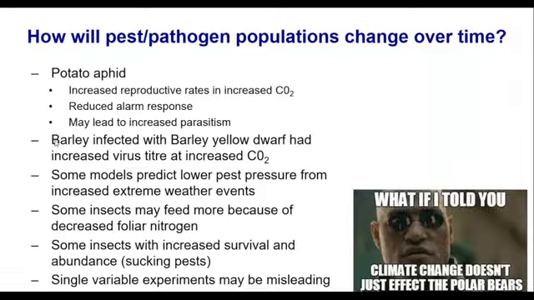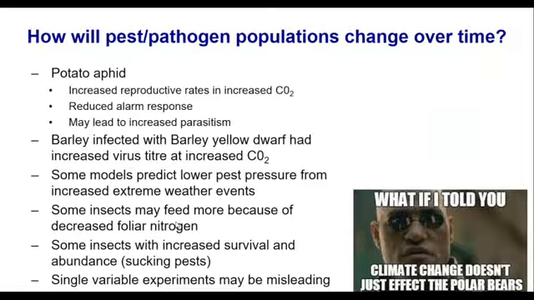So there's been some studies suggesting that barley infected with barley yellow dwarf virus has increased titer under increased CO2, and the suggestion is maybe the outbreaks will be worse. Some models predict lower pest pressure from increased extreme weather events, whether that be extreme heat or extreme rains. Some insects may actually feed more, particularly the chewing insects that have been studied, like caterpillars.